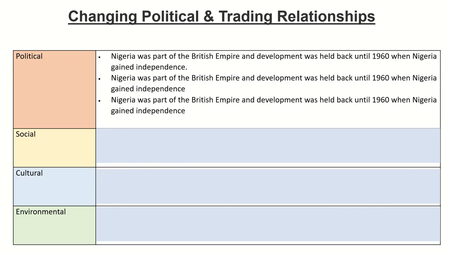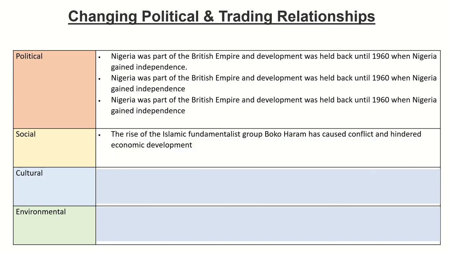So predominantly, Nigeria was part of the British Empire, and development was held back until the 1960s when Nigeria gained independence. Nowadays, Nigeria is cozying up with China. China and their TNC investment into new bullet trains in the country, into new housing development, into new infrastructure, means Nigeria, a former colony of the British Empire, is now shifting further east to a closer relationship with China.